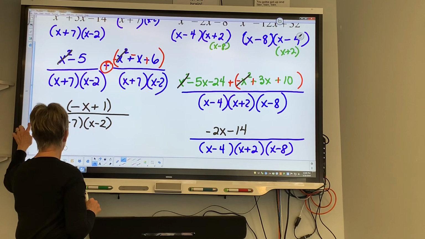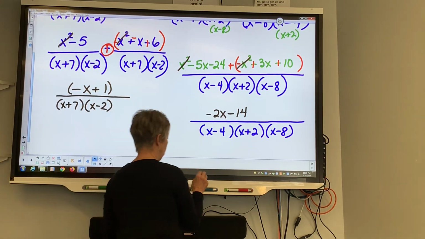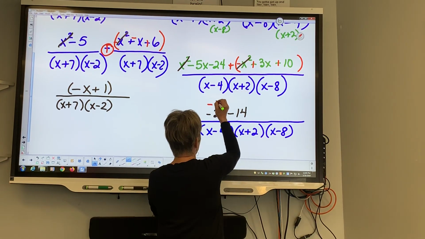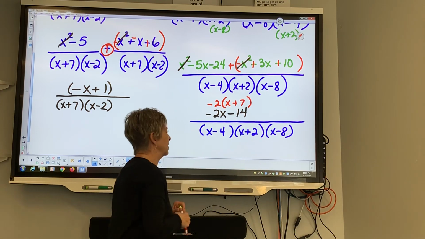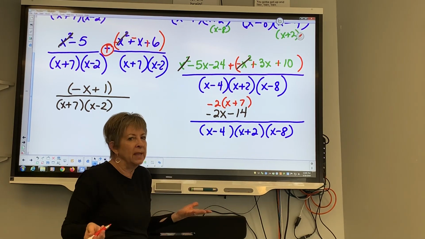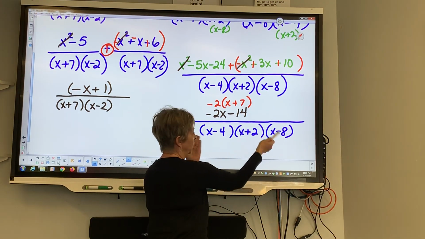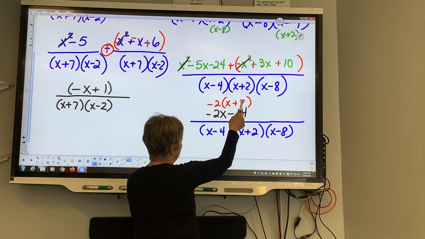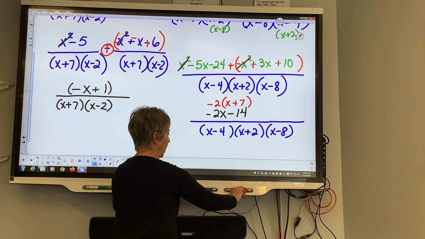Now, we always want to make sure we can't simplify it anymore. So if I factored the numerator by removing a negative 2, that would become x plus 7, but that's not really helping me because I don't have an x plus 7 in the denominator. So I can either leave my answer this over that, or negative 2x minus 14 over that.